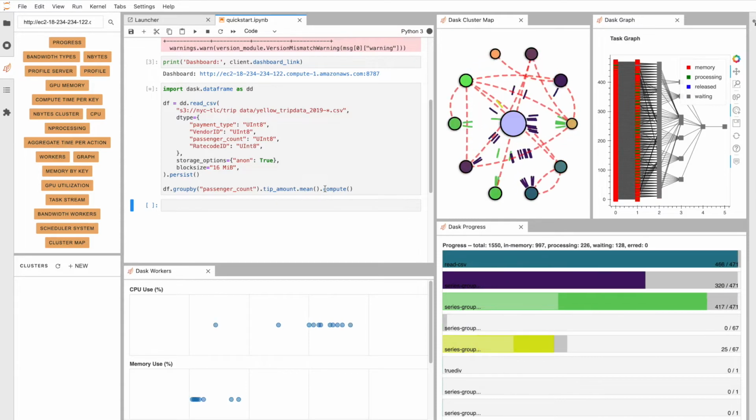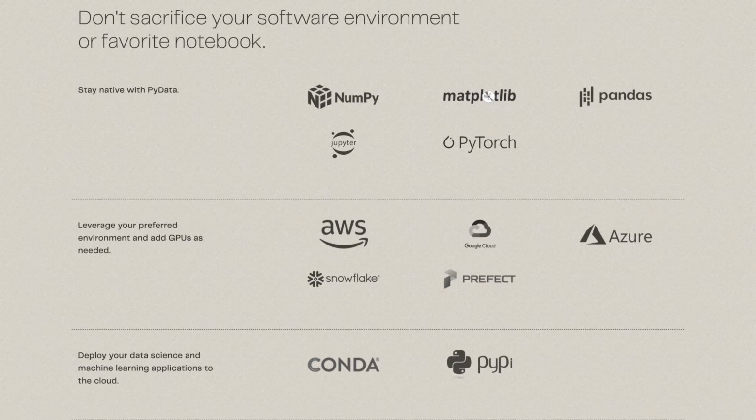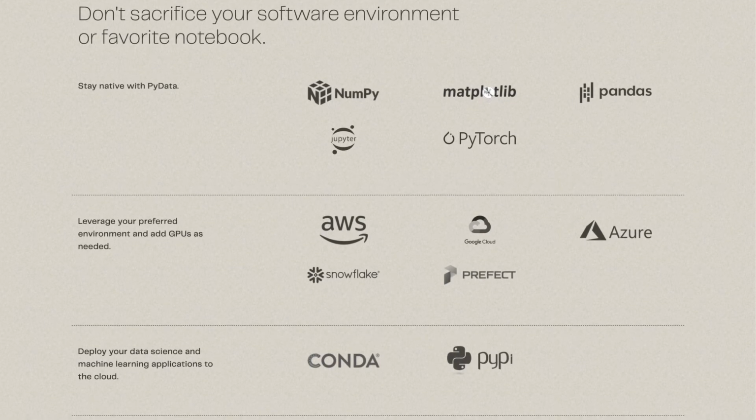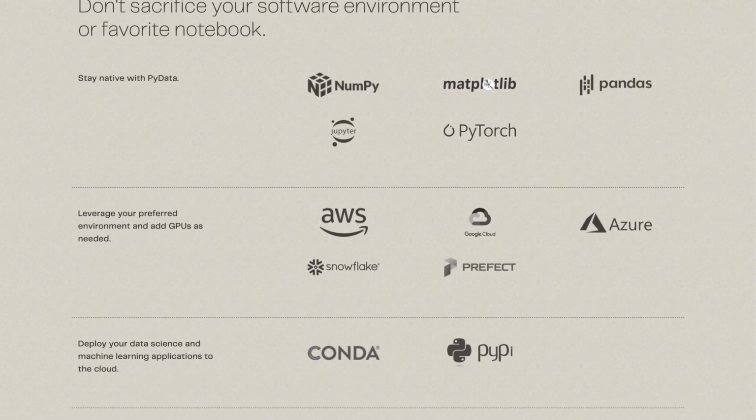What's more is you can launch Coiled from anywhere, including cloud services like AWS SageMaker, open source solutions like JupyterHub, or even from the comfort of your very own laptop.